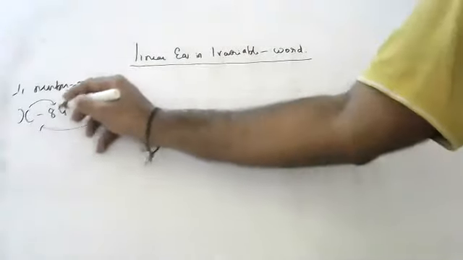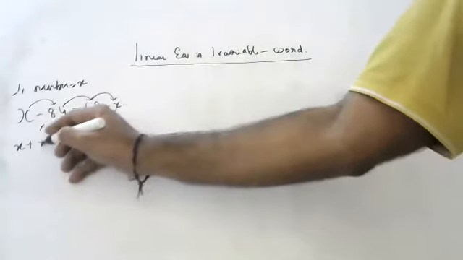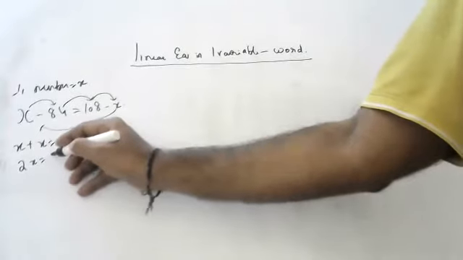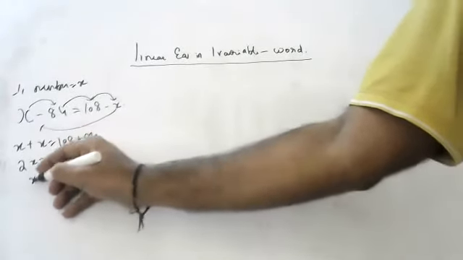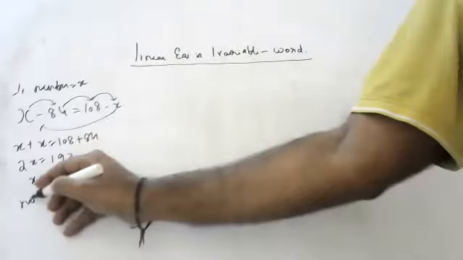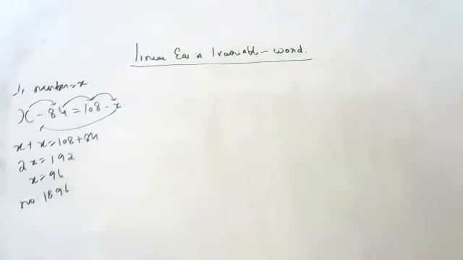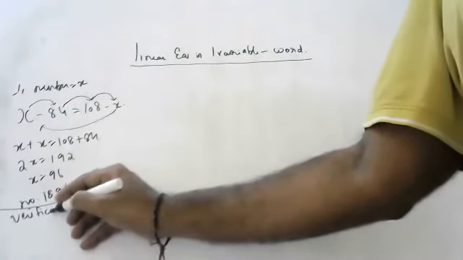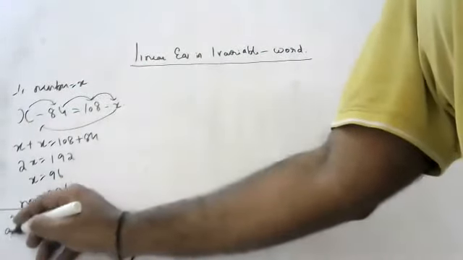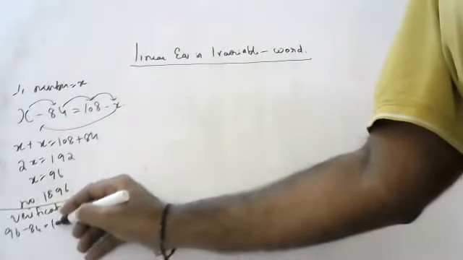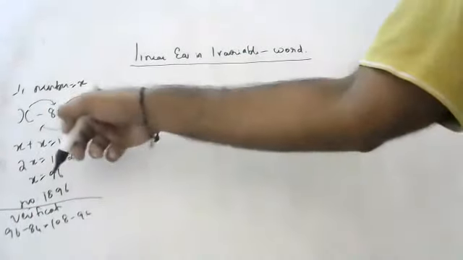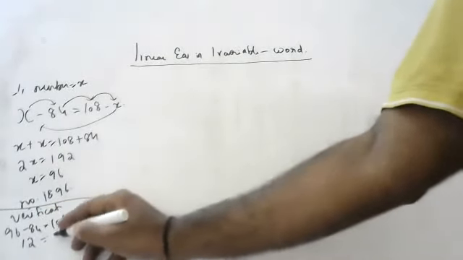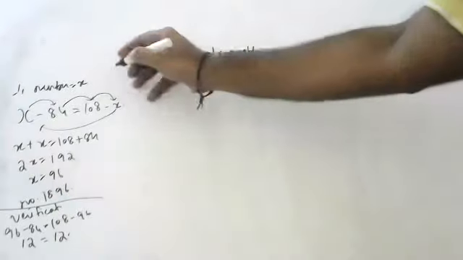Now bring this x here, bring this 84 here. x plus x is equal to 108 plus 84, which is 192. 2x is equal to 192. x is equal to 96. So the number is 96. Okay, a small verification also we will do, so that you will understand whether what we did is correct or not. Verification: 96 minus 84, and 108 minus 96. 96 minus 84 is 12, and 108 minus 96 is also 12. Like that, you should verify.